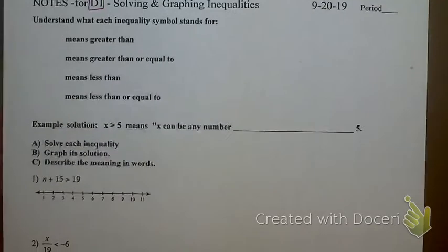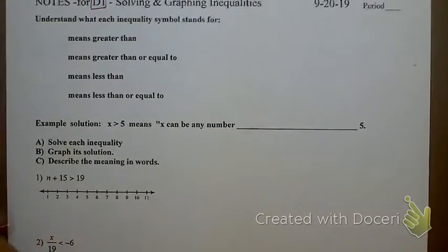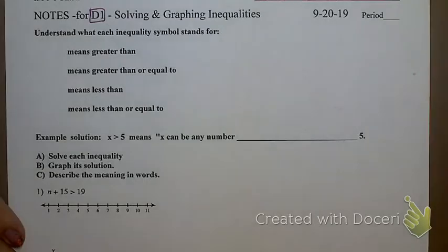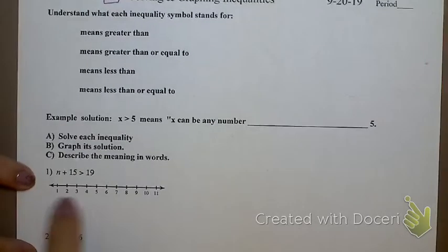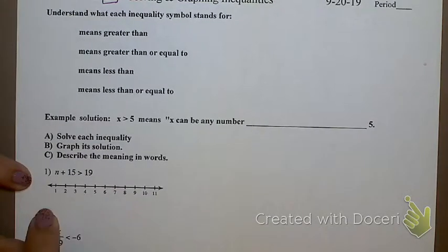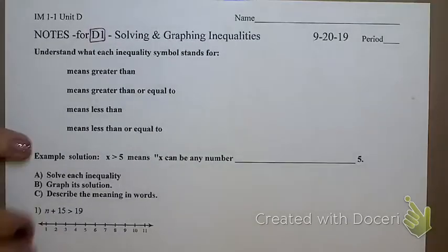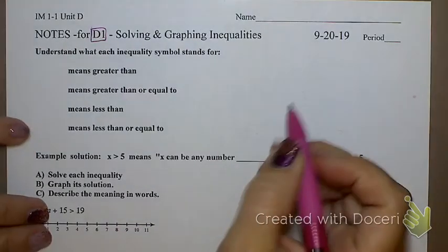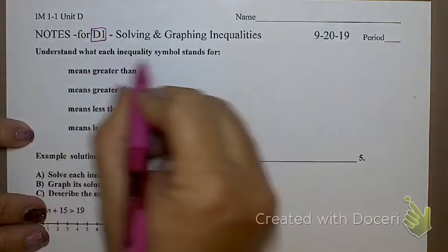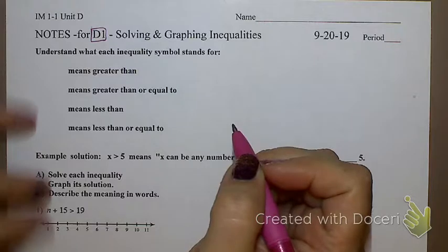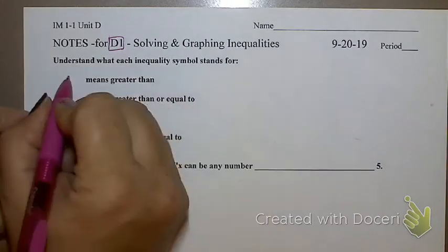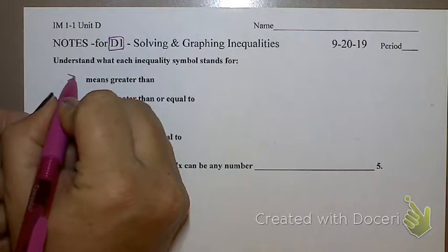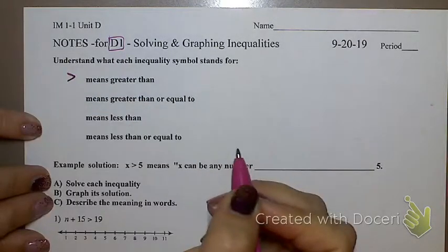All right, so solving and graphing inequalities. This kind of graphing is not difficult because it's not the whole XY axis thing. It's number line graphing, which is actually very easy. A couple things we need to know. We need to understand what the inequality symbol stands for. What is the symbol that means greater than? It's like a little arrow pointing to the right.